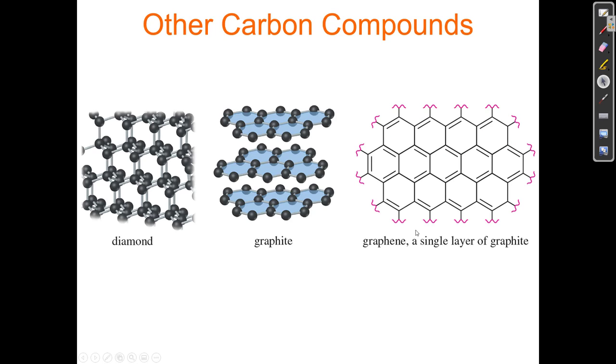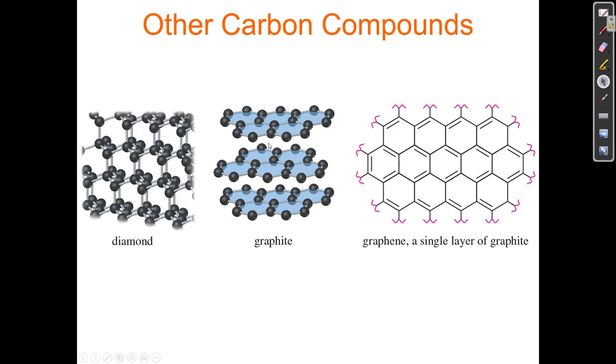So there's other ways that carbon can be arranged. We've seen earlier that diamond is when all the carbon atoms are sp3 hybridized and they're all single bonded to each other in this tetrahedral network. So every atom is covalently bonded to all of its neighboring atoms with this tetrahedral geometry, and that creates this kind of continuous interlocking network.